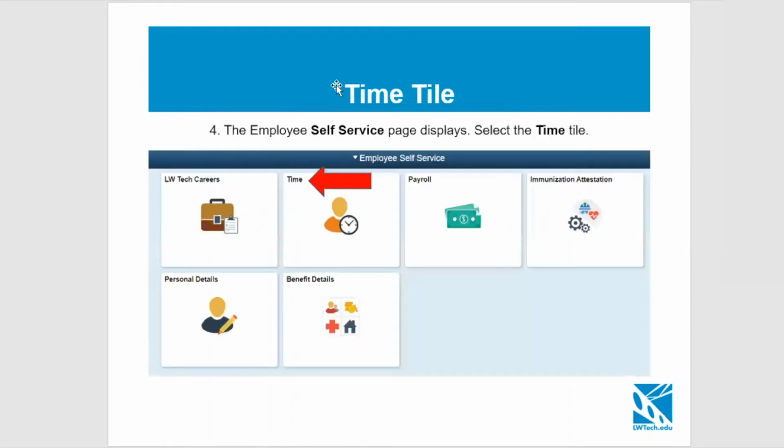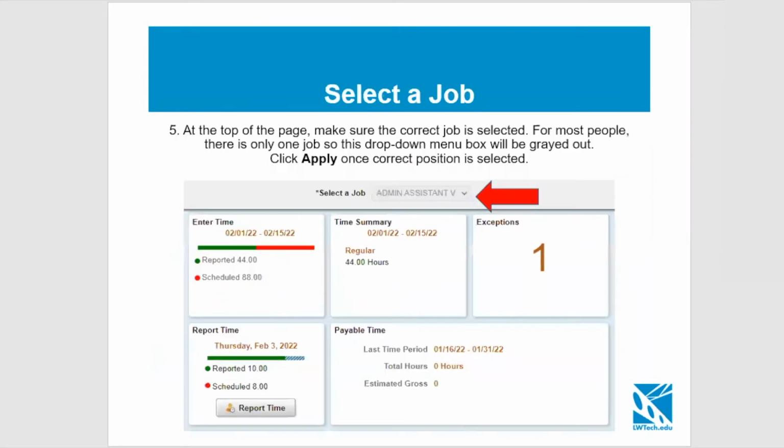The time tile. So step 4, once you've entered your EMPL ID and your password, and you've gone to the HCM self-service, this is the step that you're going to be at. You're in the employee self-service section. You'll see time right here. You'll click on that and it will take you to a page that looks similar to this.